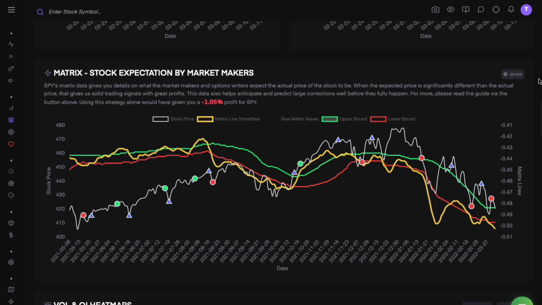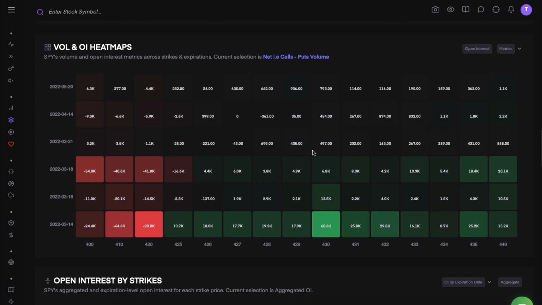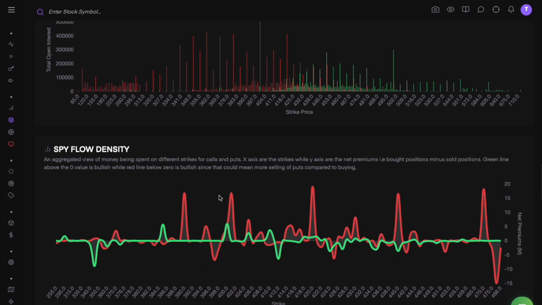So this is a really good one. Please do read the guide. Then we have the heat maps that, for each strike and expiration, show you information on net volume, change in volume, change in open interest, stuff like that.